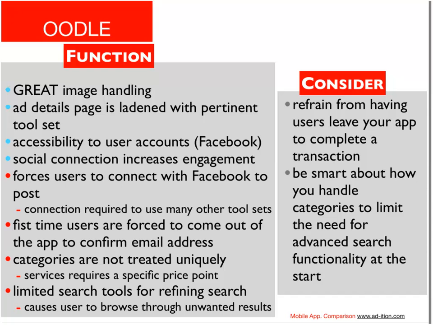In addition to that too, in registering with Oodle, they forced me to leave the app, go into my mail, confirm my email address, then come back to the app and continue doing what I was doing. There's got to be a better way to do that. I know we do this, obviously, as website creators, because of concerns with privacy. But with all of the tool sets that are out there, there are better ways to do that.